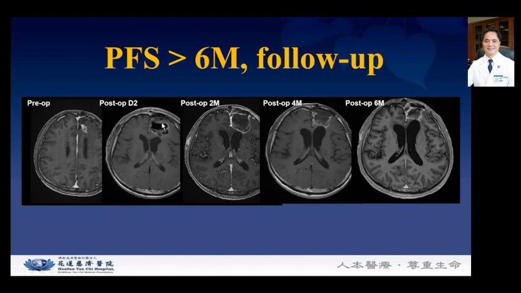At that time, the drug concentration in the brain is very, very high, but the patient can speak and calculate, has no personality change, has very good cognitive function, and can walk and talk without any brain dysfunction. This is the follow-up at 2 months, 4 months, 6 months, and now the patient still keeps very good condition.